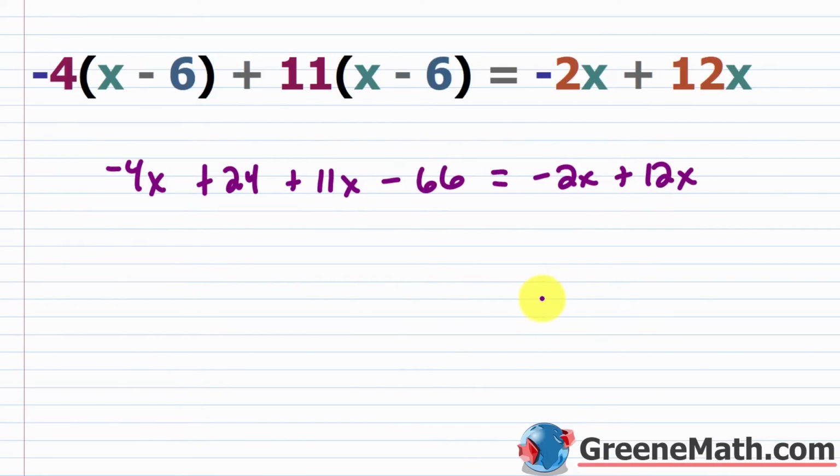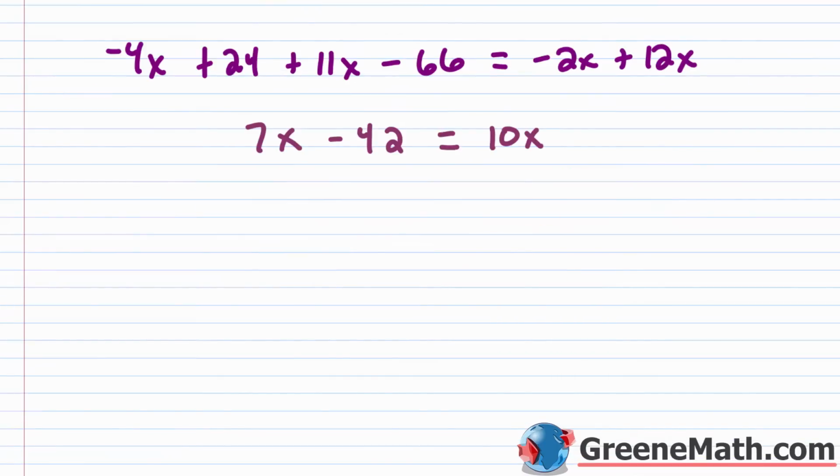Okay, so on the left, I can clean up because I have negative 4x plus 11x. That's going to give me positive 7x. And then 24 minus 66 is going to be negative 42. So let's put minus 42 like this. And this equals, on the right, I can combine like terms. Negative 2x plus 12x is going to be positive 10x. And let's go ahead and say that we're going to subtract 10x away from each side of the equation like this. And I'm going to add 42 to both sides of the equation like this.